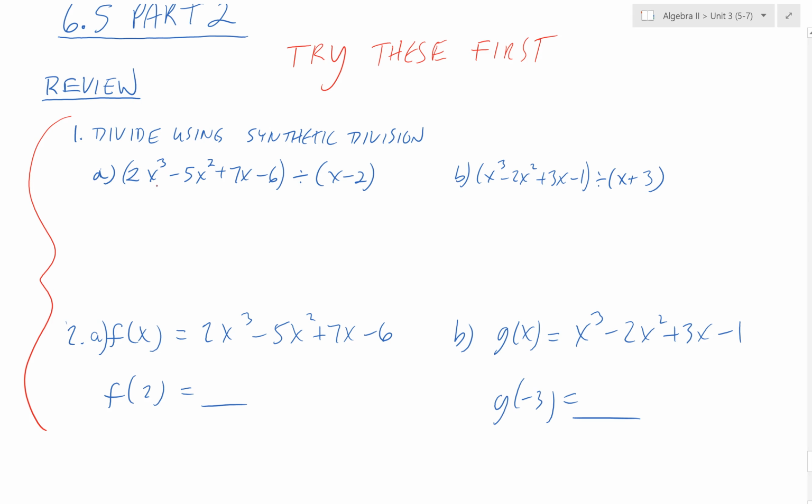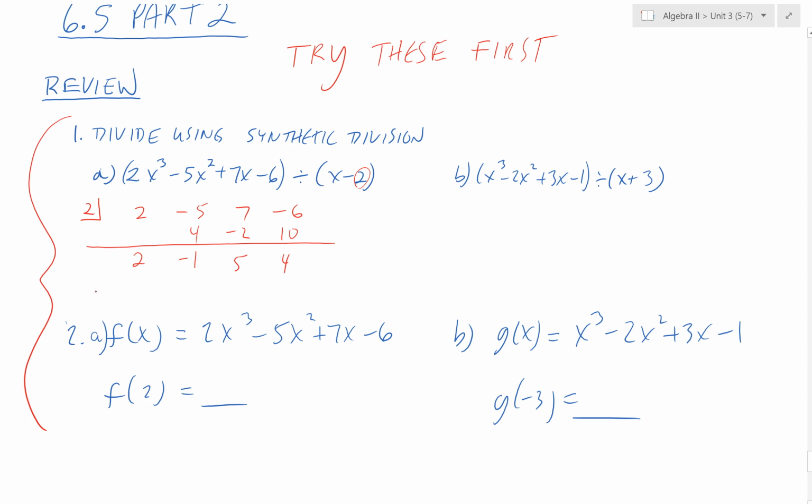So to do the synthetic division, we just put 2 in the box from the 2 that's here, and then it's 2, -5, 7, -6. We're not missing any terms. And so then you bring down the 2, multiply, add, multiply, add, multiply, add.